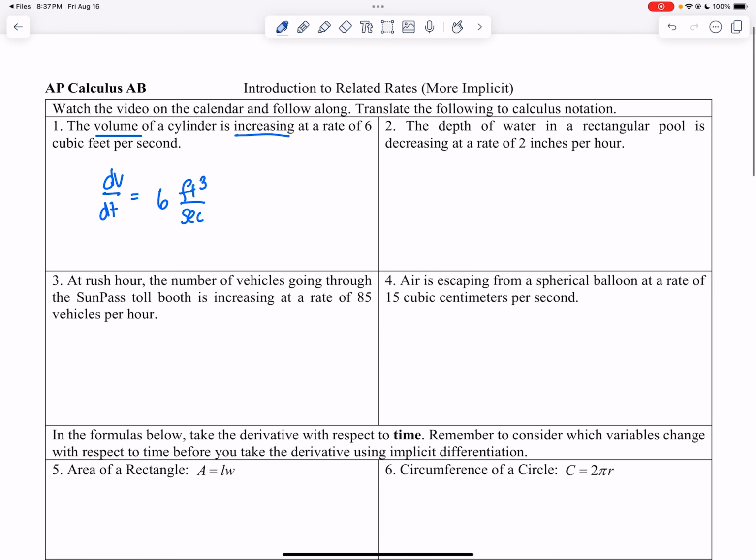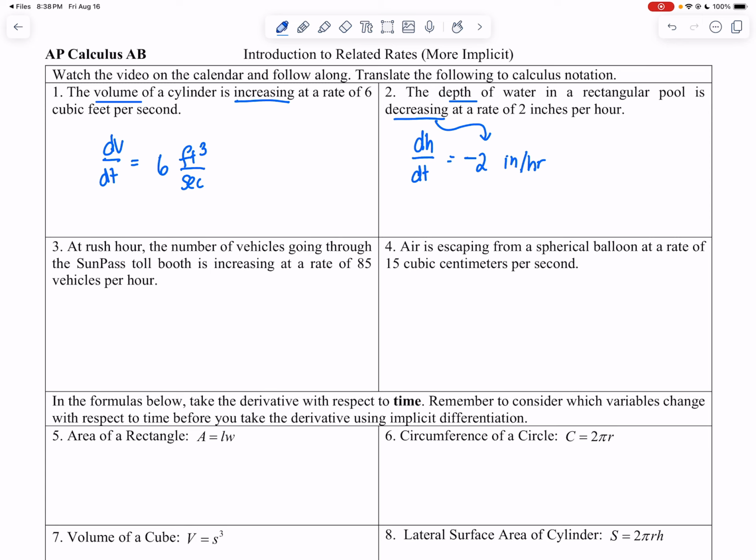Number two says the depth of the water in a rectangular pool is decreasing at a rate of 2 inches per hour. Since we're talking about depth, we're talking about height, so I'm going to say that my derivative is dH/dt is equal to negative 2 inches per hour. Since we are decreasing, we want to make sure that we have a negative right here.